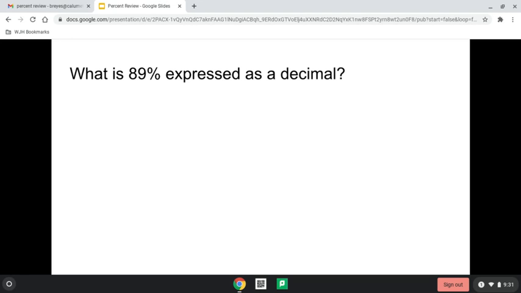We just start with the number 89%, we take away the percent sign, and then we move the decimal point 2 places to the left. So remember, it's always an invisible point right there. Move it 1 space and 2 spaces, and there we have it. That's our decimal.